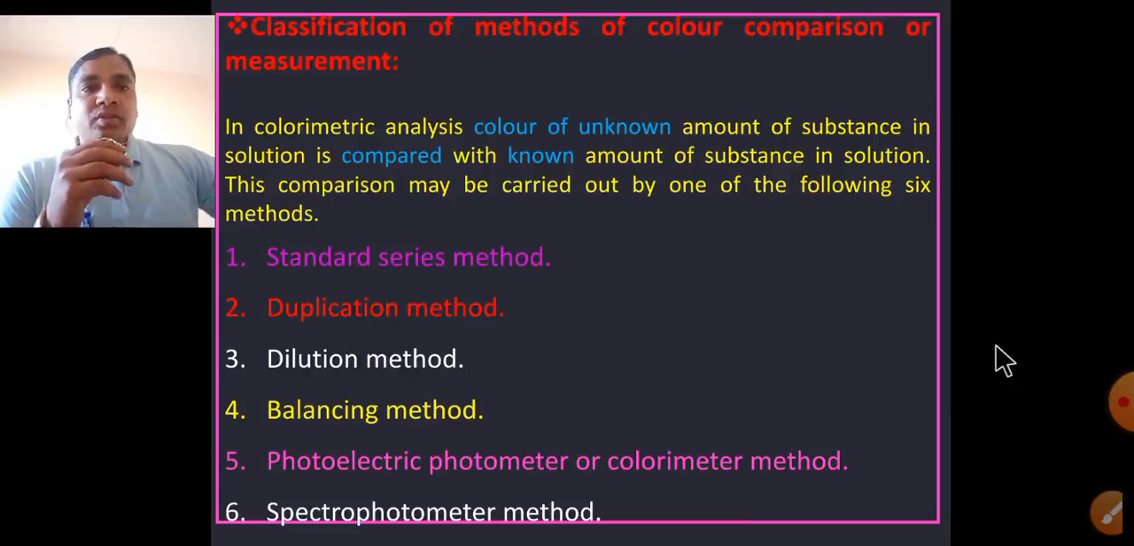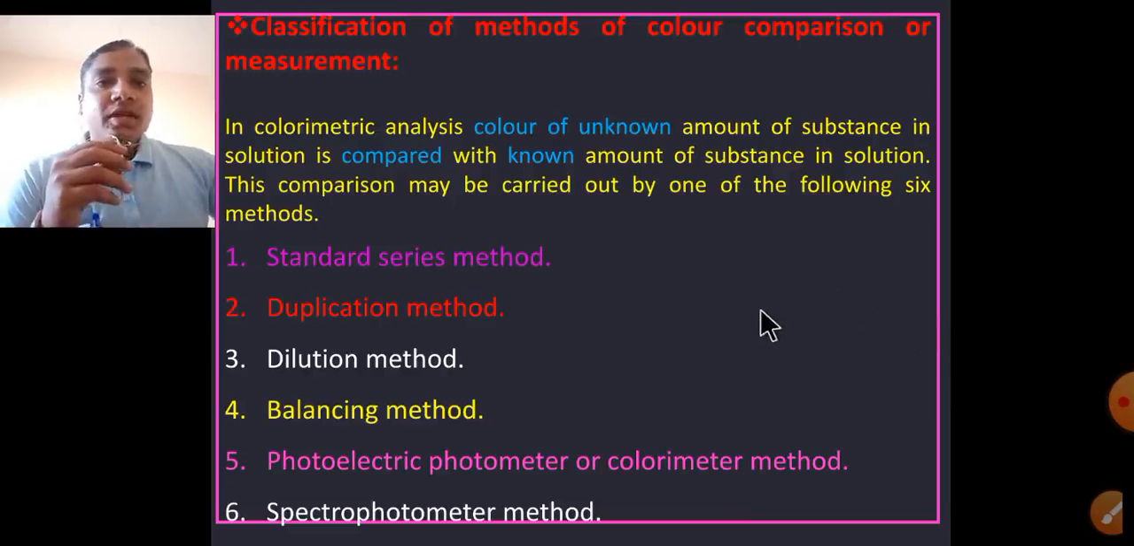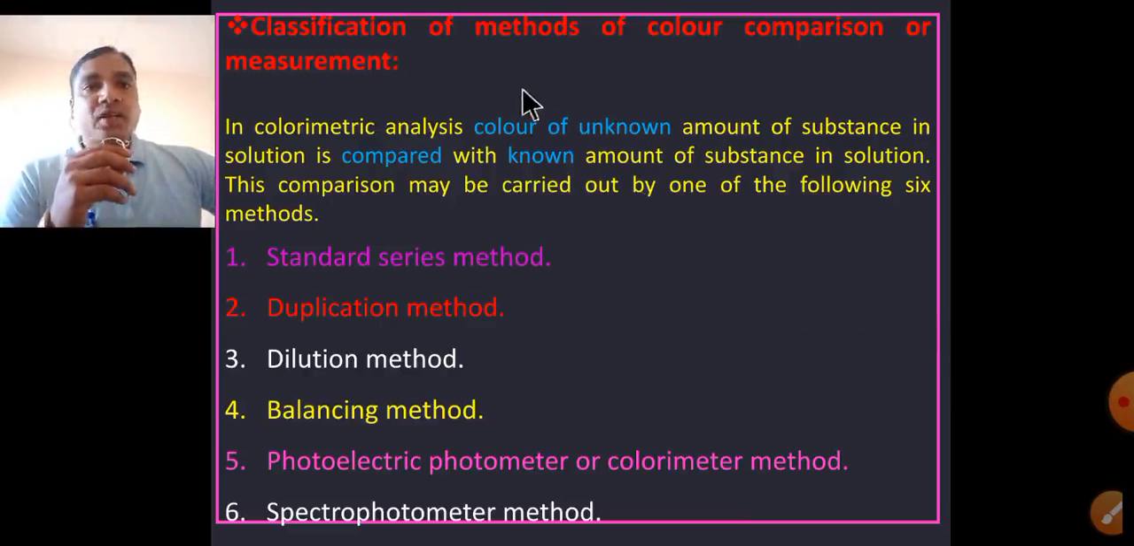In these slides, we study the classification of methods of color comparison or measurement. Comparison is checked by various methods. In colorimetric analysis, the color of an unknown amount of the substance in solution is compared with a known amount of substance in solution. This comparison may be carried out by one of the following six methods.